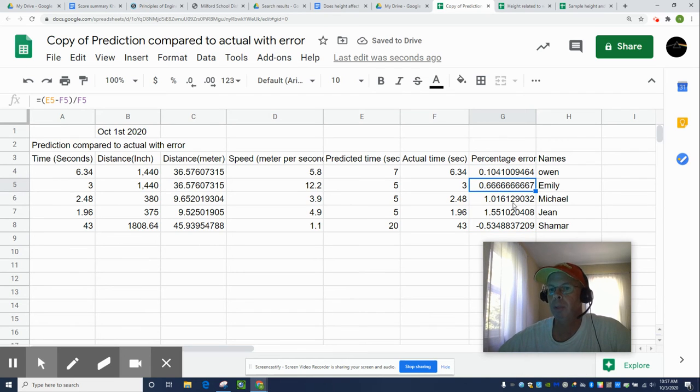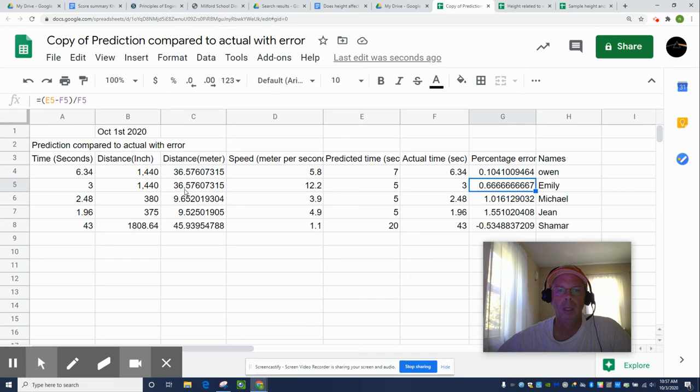Emily was 67%, her prediction. Michael was 102% above the actual time with his prediction. Jean was 155%. So these are really terrible predictions, but who cares? We were just figuring out a new way to check our predictions. And Shamar was 53% below his prediction. So, the prediction was 53% below his actual time. He thought he was going to be a whole lot faster than what he actually was.